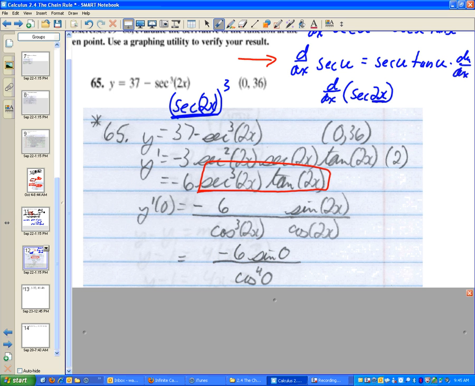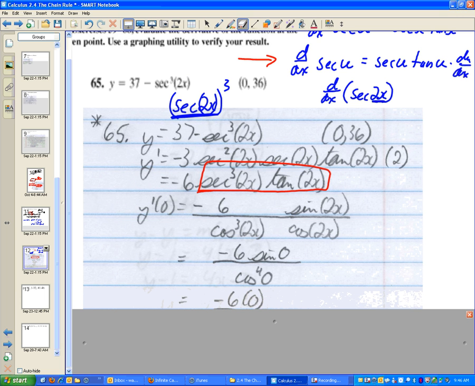So if x is 0, at the point 0, 36, that would be negative 6 times the sine of 0 over cosine to the 4th of 0. See how I got the cosine to the 4th? Cosine cubed times cosine to the 4th. And, 2 times 0 is 0. What is the sine of 0? 0. What's the cosine of 0?